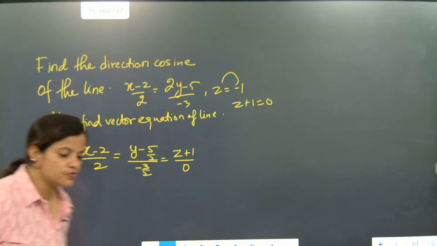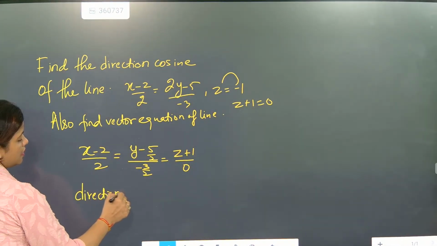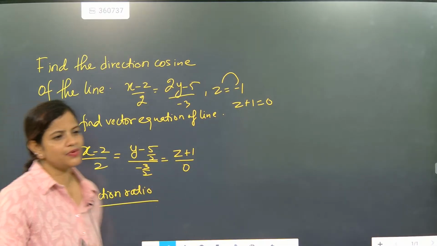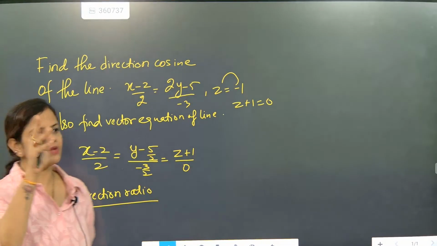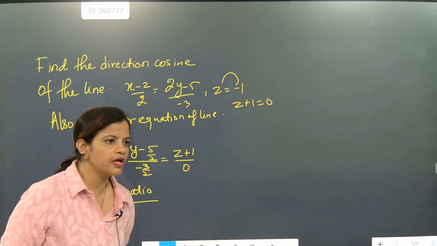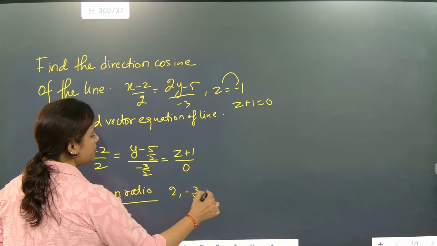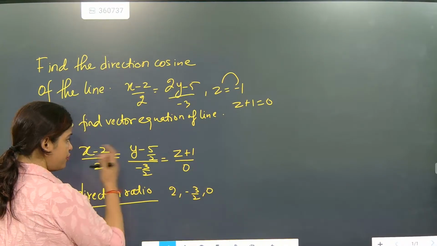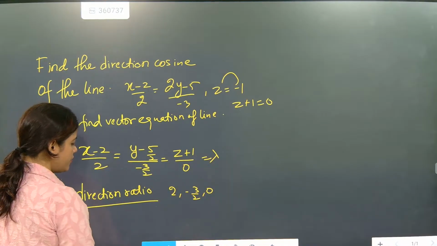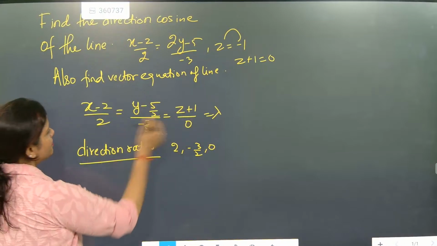I told you many times about direction ratios: the a, b, c which will be present from the direction side. So the b vector is the parallel support and it is giving direction. So the direction ratios are 2, minus 3 by 2 and 0. And if you write this equal to lambda, then 100% your work is over, because this part will go and multiply with lambda.